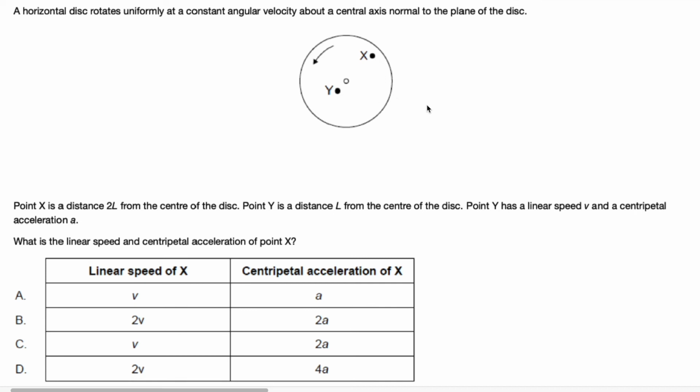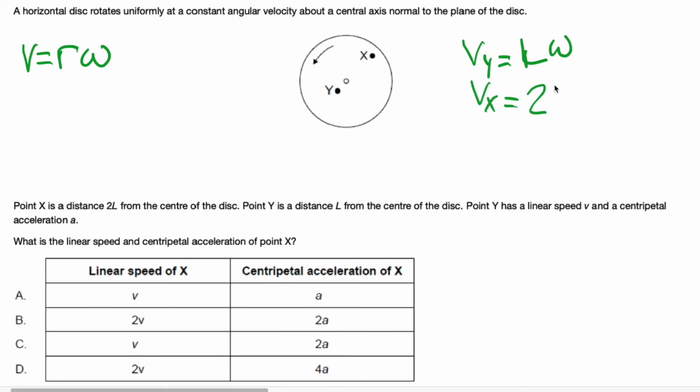So we know they have the same angular velocity. So your tangential velocity, your linear velocity, is equal to your radius multiplied by your angular velocity. So for y, linear velocity v_y is equal to the distance from point y to the center of the circle, which is L, multiplied by angular velocity omega. And for x, it's just going to be equal to 2L multiplied by omega, which is equal to 2 multiplied by v_y, right?